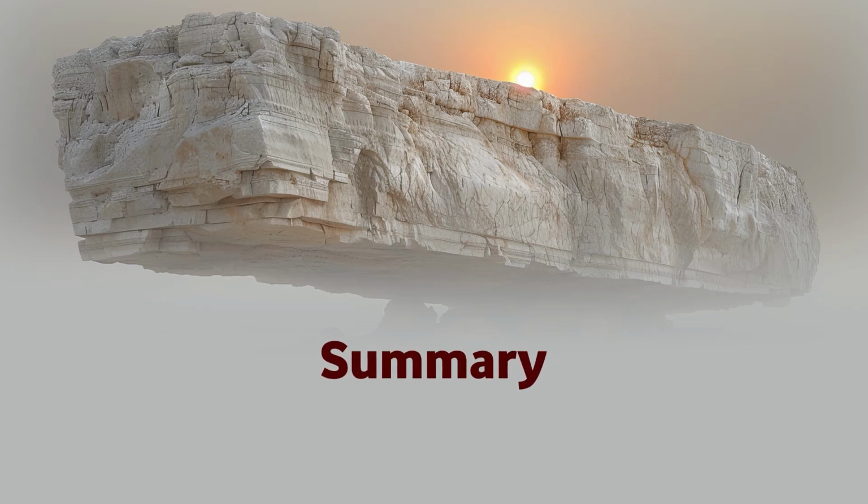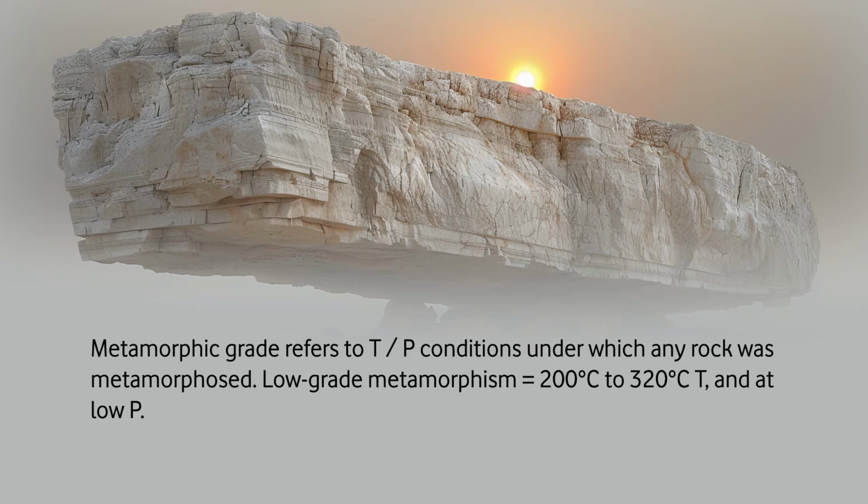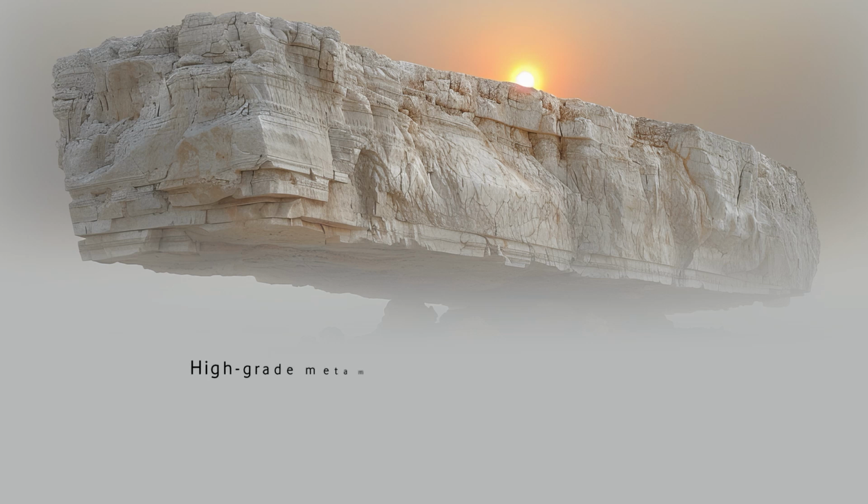Let us summarize. The metamorphic grade refers to temperature pressure conditions under which any rock was metamorphosed. Low grade metamorphism, the temperature range is around 200 degrees centigrade to 320 degrees centigrade, and at low pressure. High grade metamorphism, the temperature range is greater than 320 degrees centigrade and pressure is high pressure.